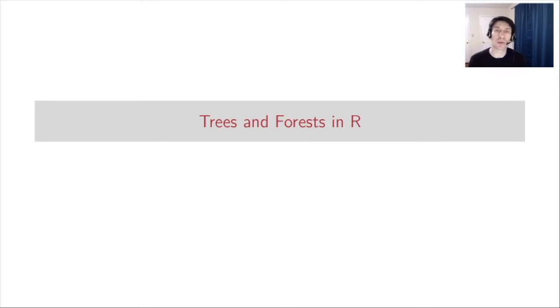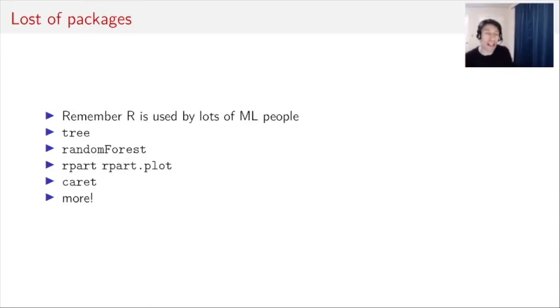Once you understand what a classification tree is, then a random forest is just an ensemble of trees. It's that simple. So now let's look at how we can actually run these algorithms in R. Remember that R is used by lots of people who do machine learning, and these being the methods that are most popular in the machine learning literature, you're going to have lots of packages that help you do these kinds of things.